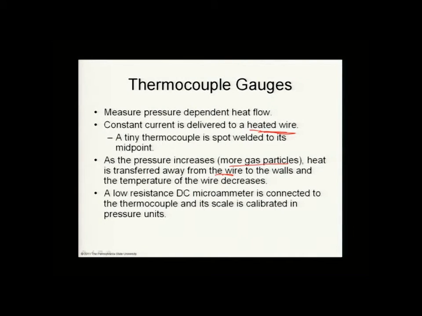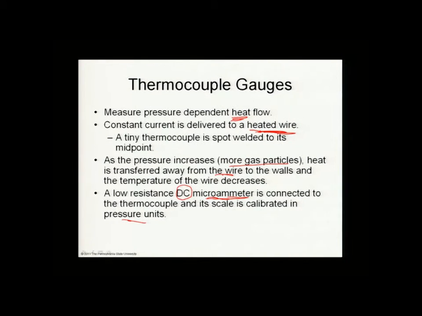A low resistance DC, that means it's just direct current being used to heat the wire. If it's a DC instrument, which is the common, then you measure the current with an ammeter connected to the thermocouple. You can measure the current or the voltage, and then you can calculate the pressure.